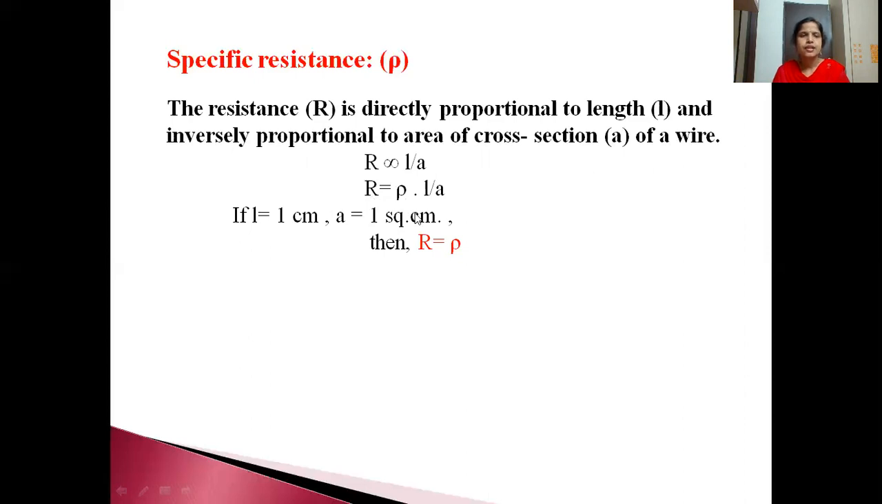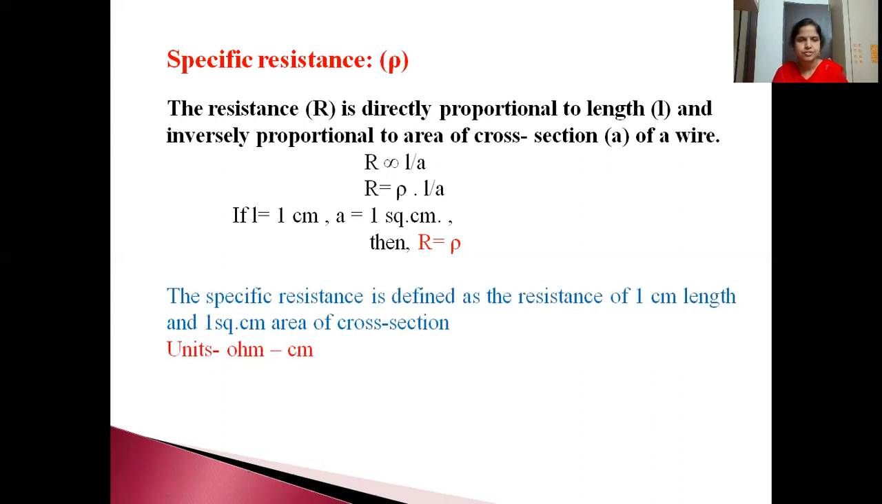Now if we take L, the length of the wire, as 1 centimeter and area as 1 square centimeter, then R will be equal to rho. That means specific resistance will be equal to the resistance when we have 1 centimeter length of wire and area as 1 square centimeter. So we can define the specific resistance as the resistance of 1 centimeter length and 1 square centimeter area of cross section, and the units will be ohm centimeter.